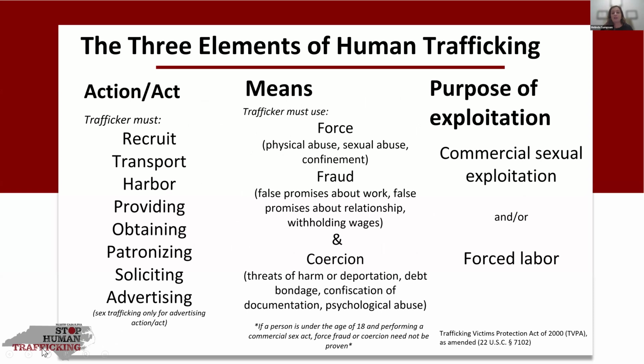Now, just so you understand what the 3 elements of human trafficking are, it's right here. You have to have an action. So the trafficker must recruit, transport, harbor, provide, obtain, patronize, solicit, or advertise using force, fraud, and coercion, which we're going to unpack a little later, for the purpose of commercial sexual exploitation and forced labor. We put the AMP model in here, which is what it's actually called, action, means, and purpose, just to really solidify the 3 components of what human trafficking is.